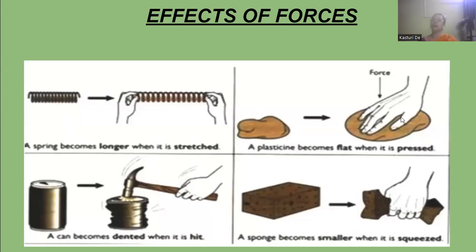Like when we are making chapatis, by applying force we can increase its size. So the shape can be changed. Here also, the shape of the can is changed by applying force. By hammering it, by hitting it hard, we can change it. Here also, the sponge can be made smaller when it is squeezed. The size can be changed.